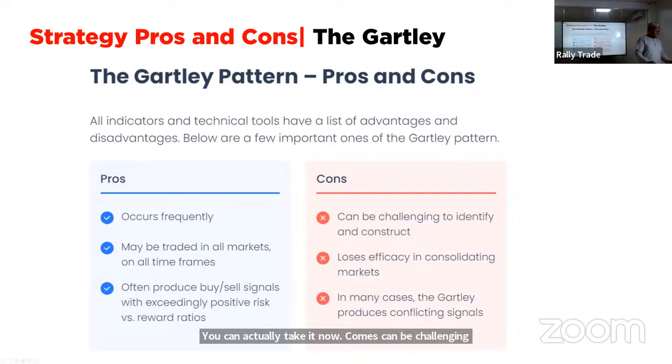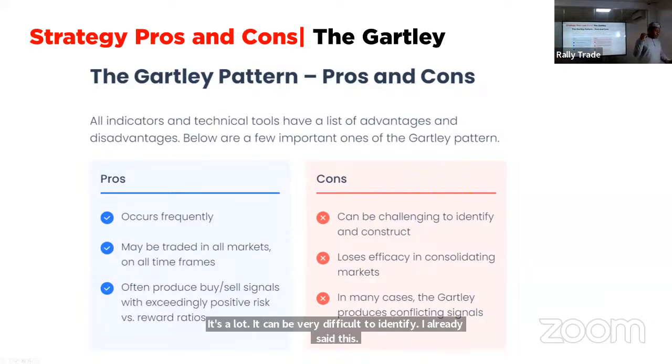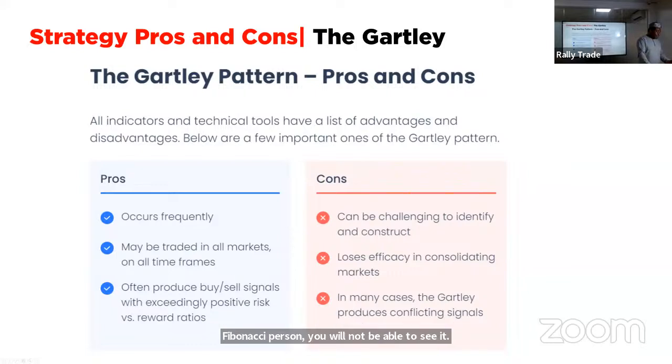It can be very difficult to identify. If you are not the Fibonacci person, you will not be able to see it. But lucky for you, there is an indicator that can actually show you that. Now, its efficacy in consolidating markets is very, very low.